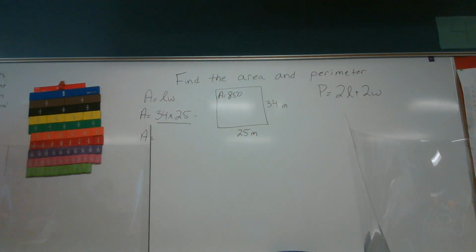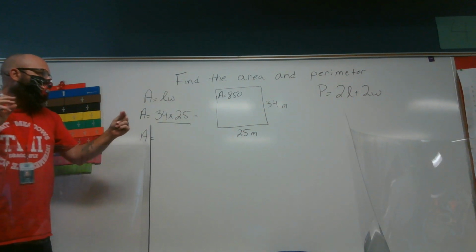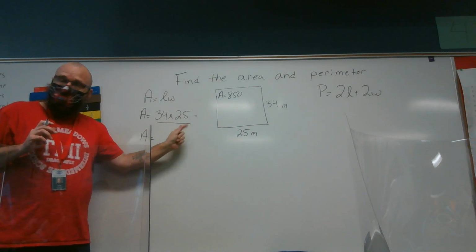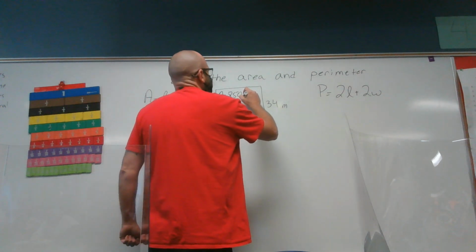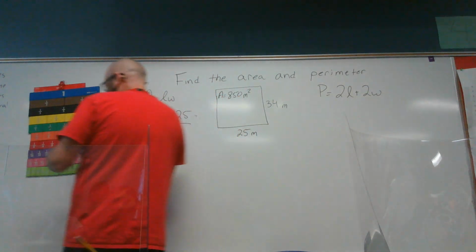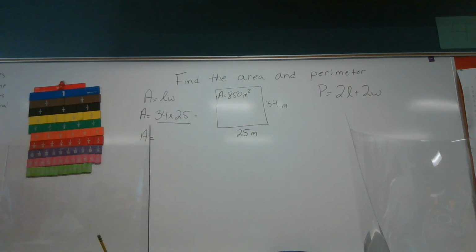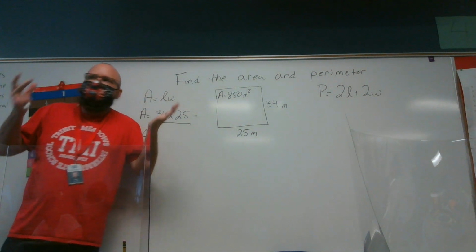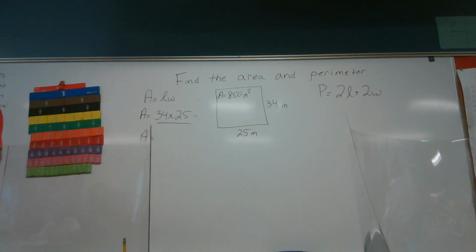Now something else, when we're finding area, because we're multiplying meters times meters, that means our answer is going to be in square meters, meters squared. Is that a 2 or a Z? That's a 2. Now who can give me an example of when we might use area in real life?